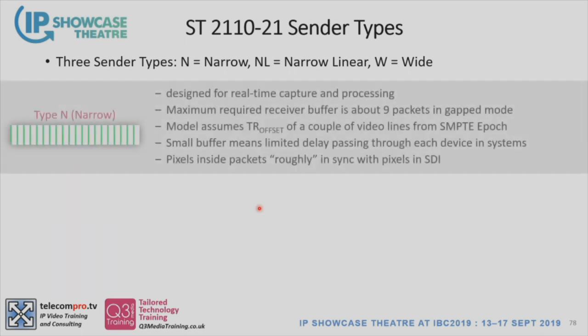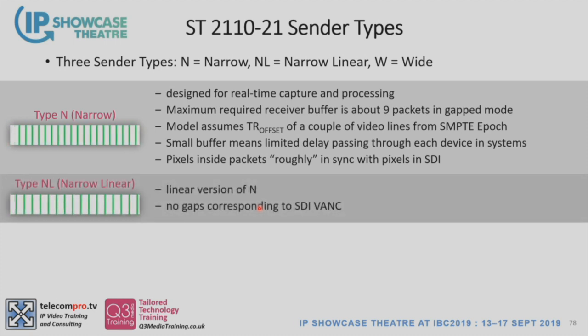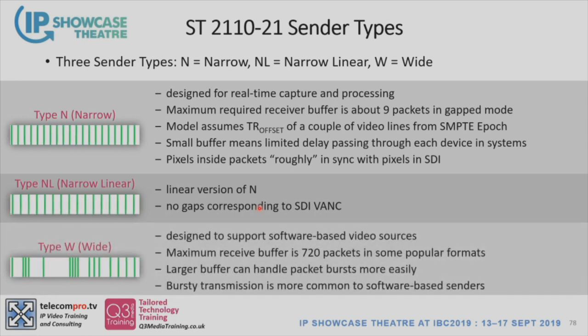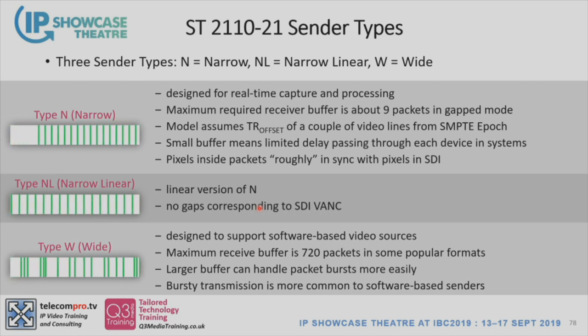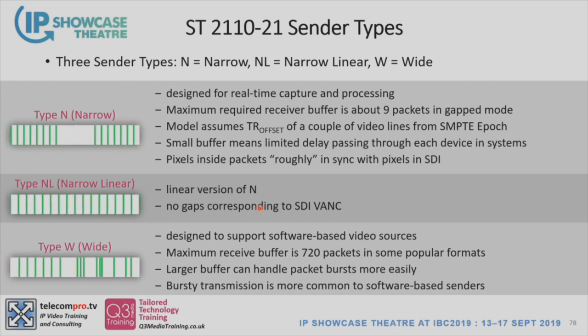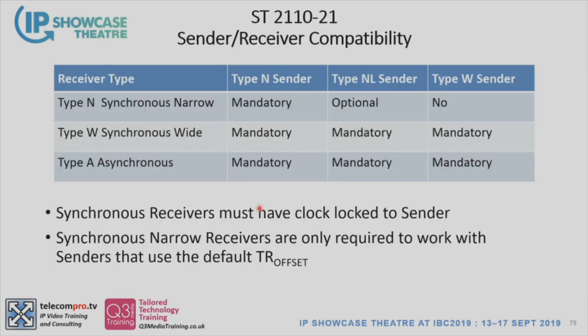So we have three different sender types. We have the narrow, which is gapped, so that I send packets for a while, I take a gap during my vertical blanking interval, then I send packets for the next frame. I have narrow linear, which means that the packets are just continuous, corresponding exactly to the duration of the video time. And then I have wide. Wide allows us more variation. The packets can be bunched together more, spread apart more. That was primarily designed for software-based senders that might not have really good control over their network interface.